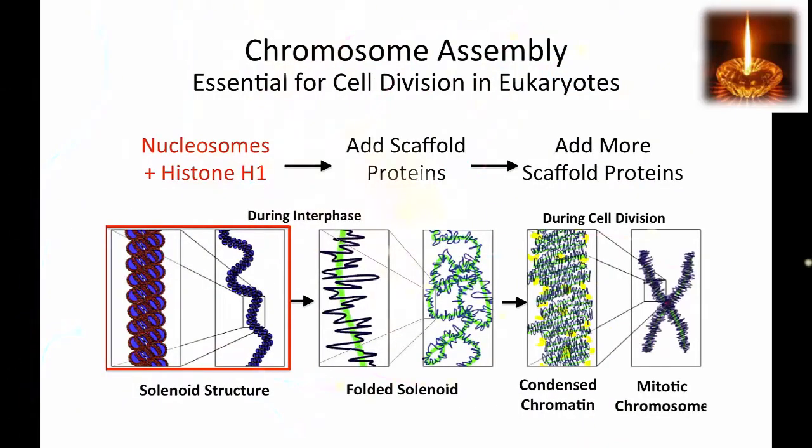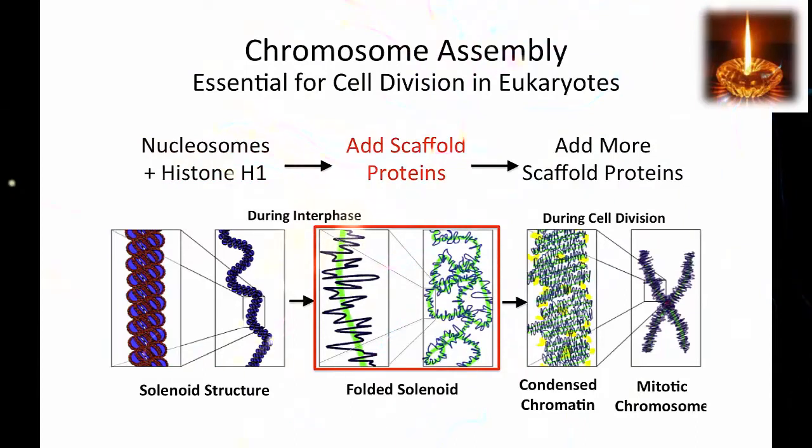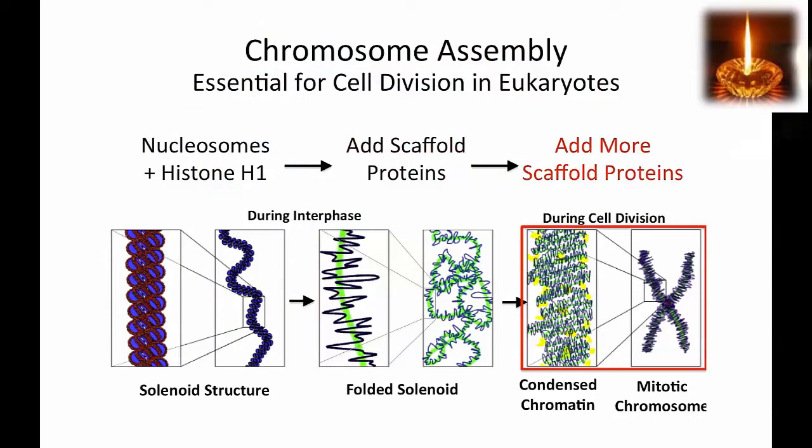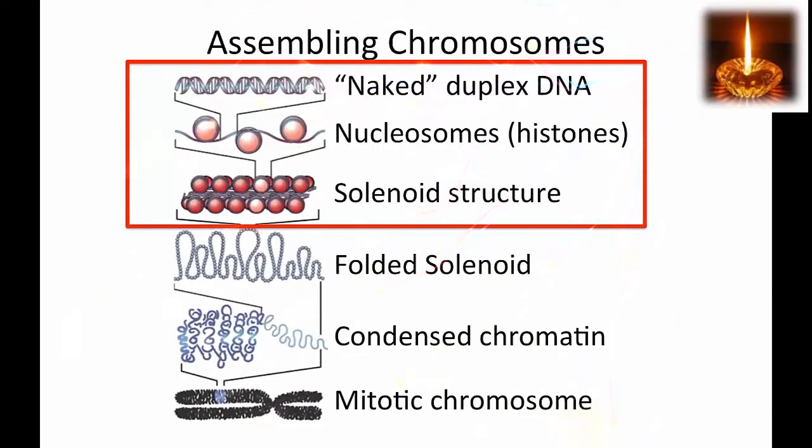Now, once you form this solenoid structure with H1, and you've got these much more closely packed beads on a string during interphase, these are packaged further for the actual division process of the cell. And you add scaffold proteins to get this folded solenoid structure that is more compacted. And then, as we'll see later, there are more scaffold proteins. So to assemble chromosomes, we started with the naked DNA, we've gone to nucleosomes, we've gone to the solenoid structure.